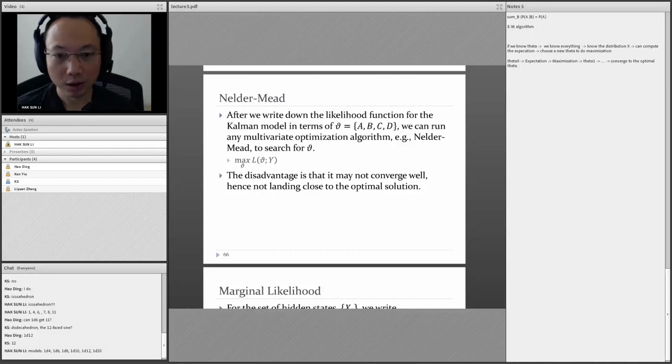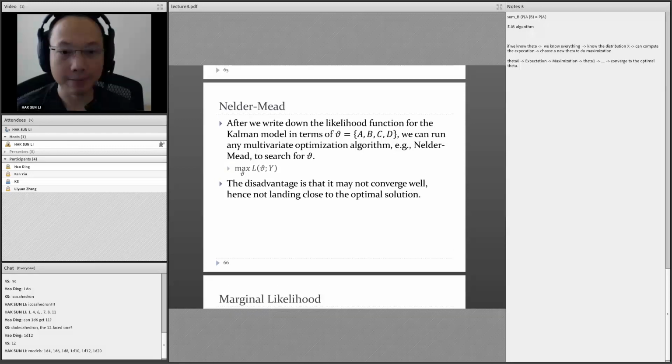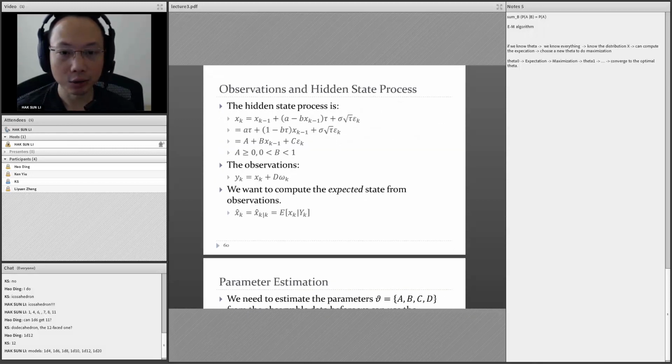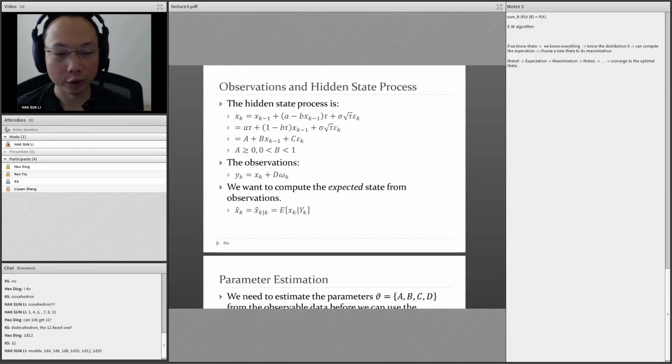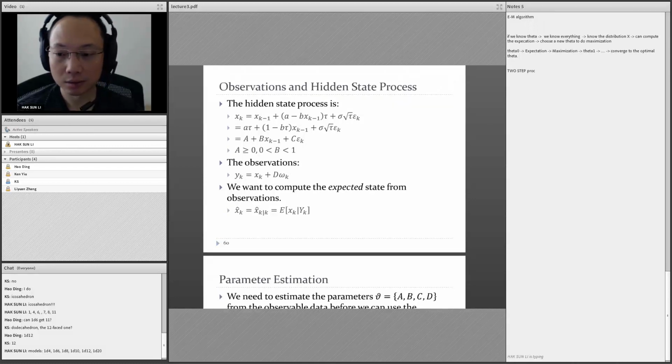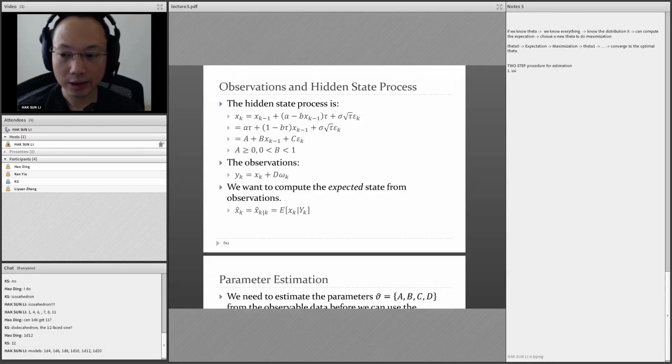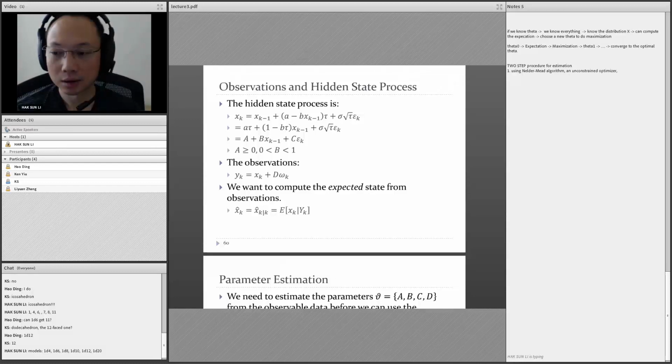So in general, when we want to estimate the ABCD in our mathematical model, we use a two-step procedure for estimation. We first start using, for example, the leader-mean algorithm. This is an unconditional optimizer to compute the initial model.